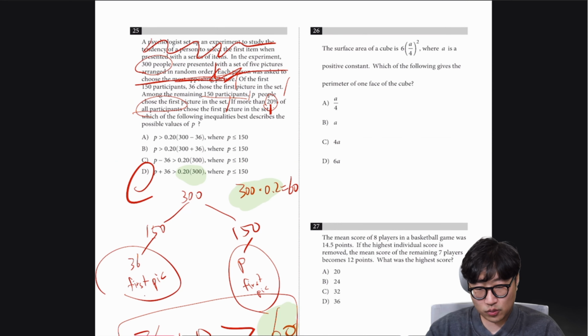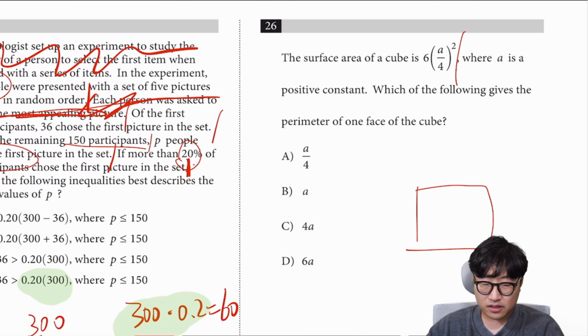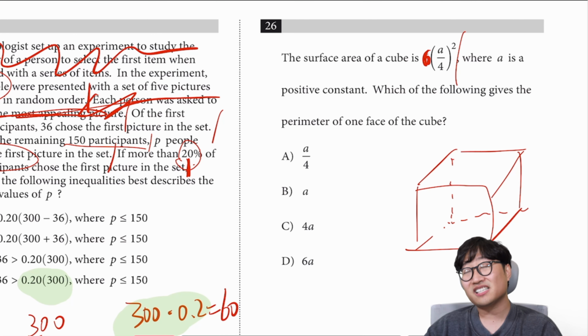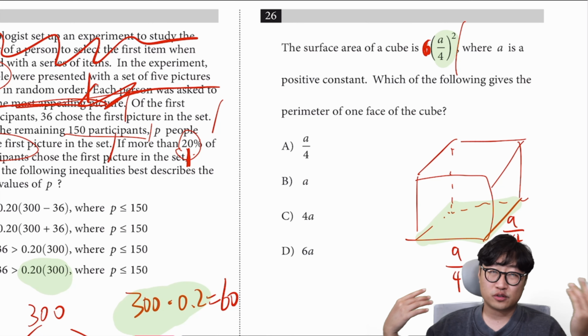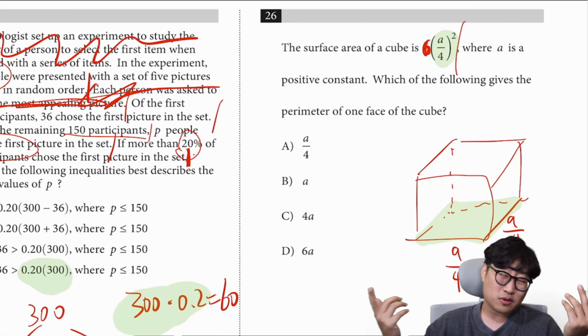All right, number 26. The surface area of the cube is that one. Well, if you think about a cube, it's got 6 of the same surfaces. What that means is that it's probably multiplying by 6 because you have 6 of the same thing. So the area of one face is probably A over 4 squared, meaning A over 4 by A over 4, right? Because A over 4 times A over 4 will be A over 4 squared. That would be the area of one surface, but cubes have 6 of them. That's probably why they multiply by 6.